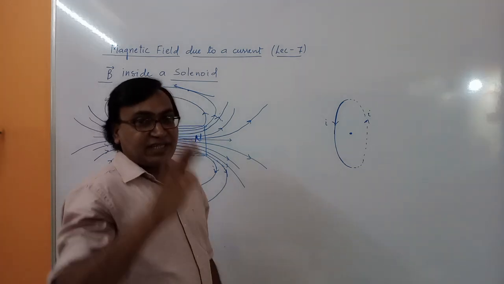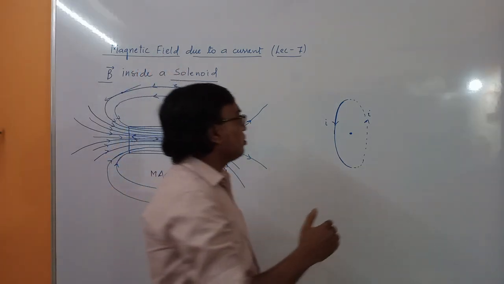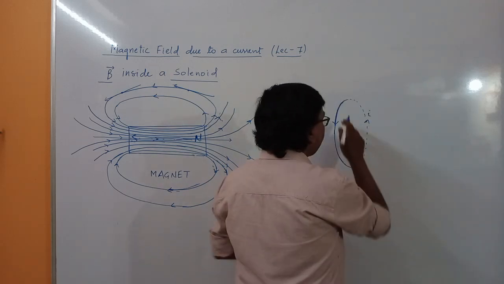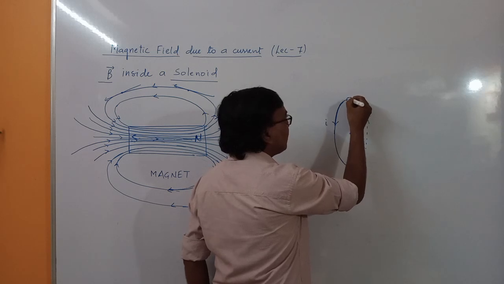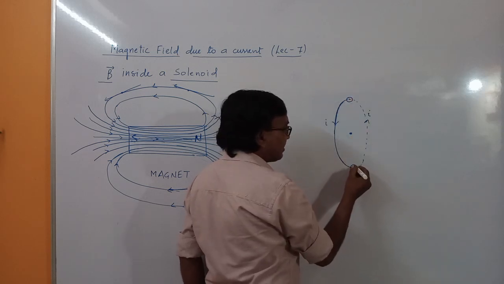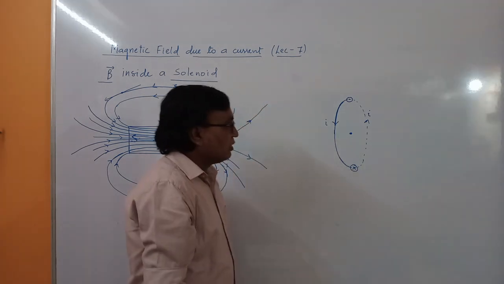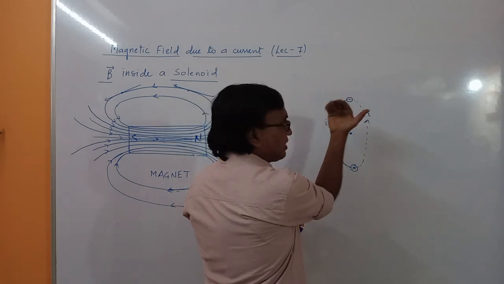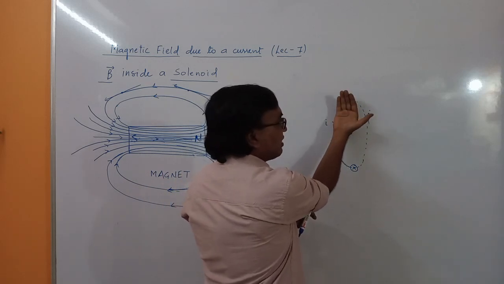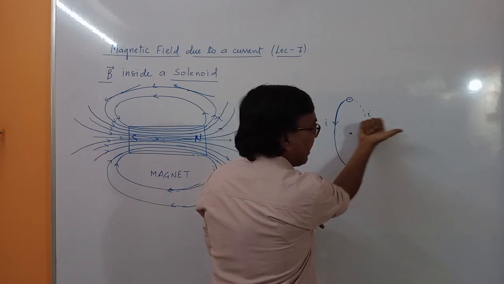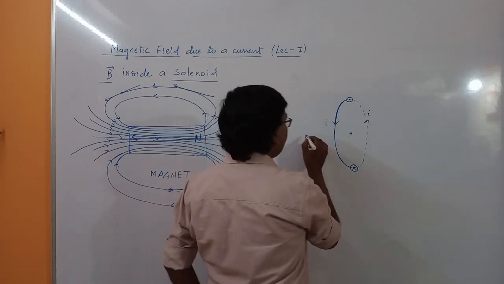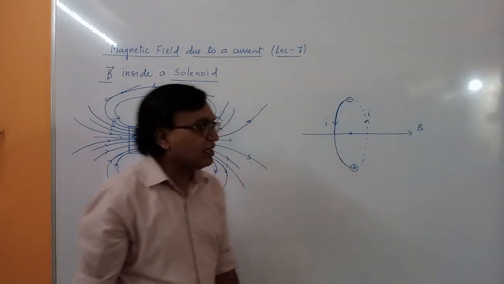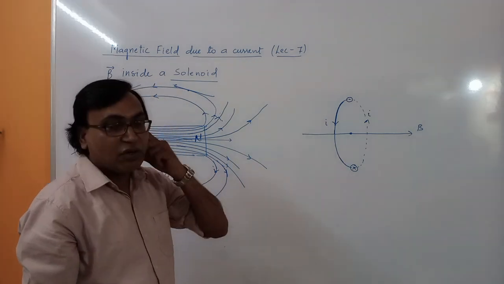Then the magnetic field direction is given by the right hand thumb rule. If you curl your fingers in the direction of current, here the current is coming outside the board, and here the current is going inside the board. So in this way we have drawn this circular loop. So current is coming outside the board, so we are curling the fingers in the direction of current. So this will give you the magnetic field direction. So here the magnetic field direction is along this line. So this is the direction of magnetic field for this circular loop.